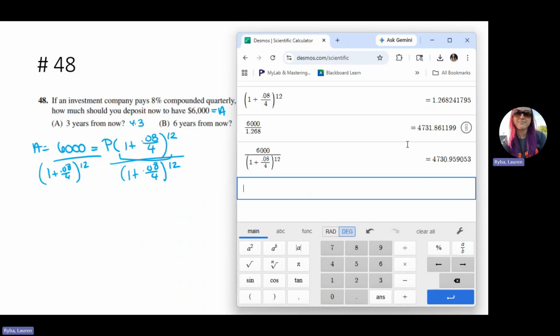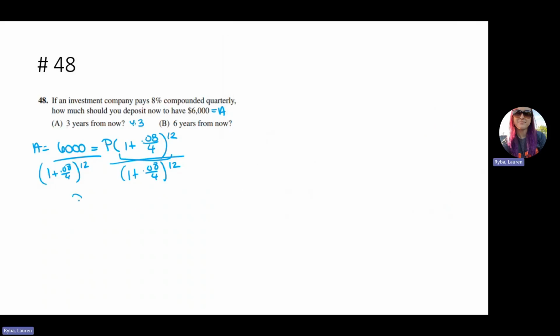There will be, like I said, a margin of error on both sides, slightly up or down, depending on how you round it. All right, so that means if I chose this first option, I would have to invest $4,730.96 today to reach that goal in 3 years. If I have 6 years of time, I don't need to invest as much today. So we could find that.